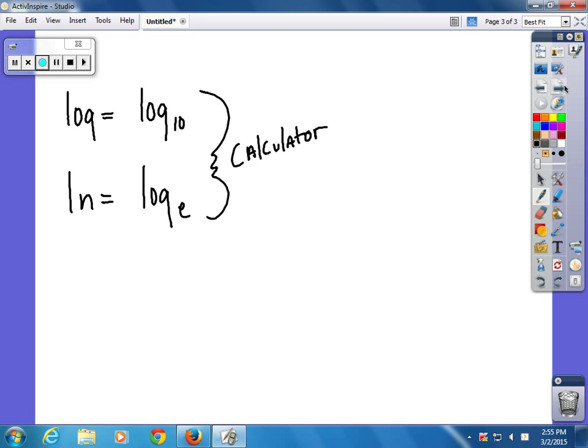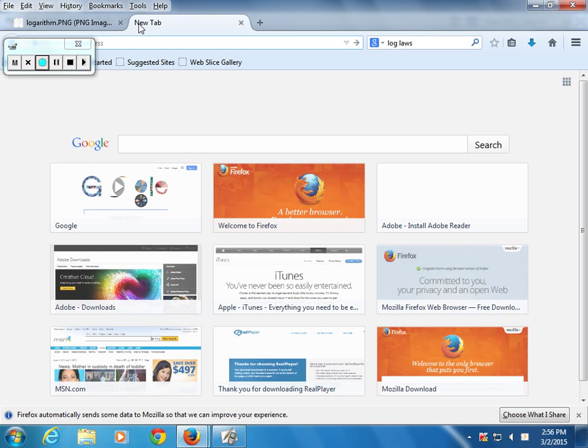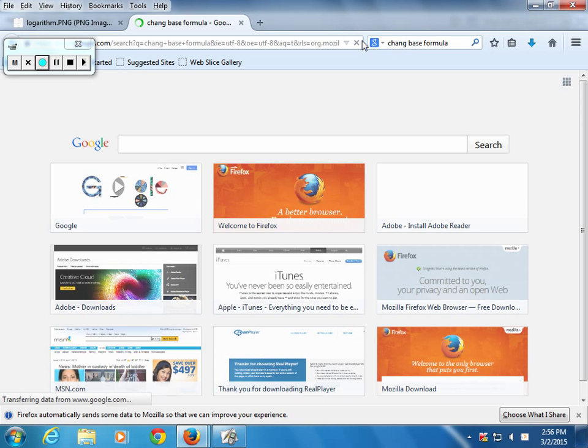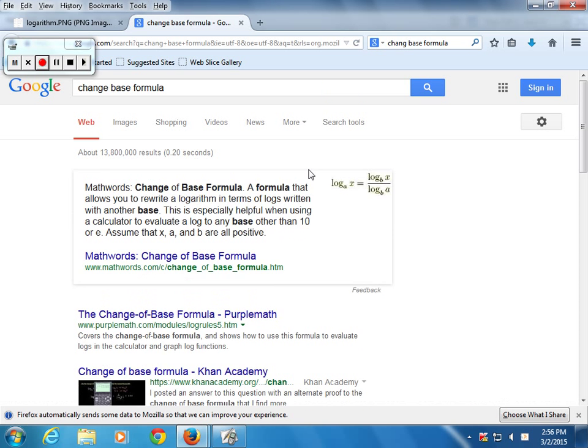What if you have log base 2 of 5? Well, if you ever come up with one of these, you cannot do it in your calculator. You have to use what's called the change base formula. And the change base formula, I'll pull it up for you, since our book doesn't work. Is basically take the log of the number over the log of the base.